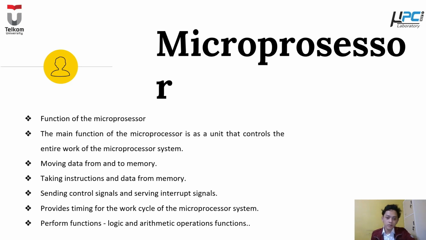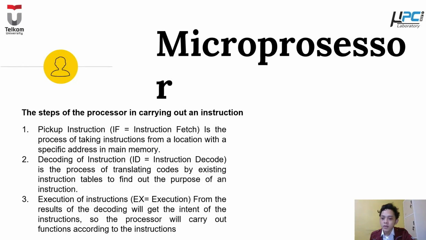Okay. The steps of the processor in carrying out an instruction. So the first step is picking up instruction, or we say instruction fetch or IF. It is the process of taking instruction from a location with a specific address in main memory. The second one is decoding of instruction or instruction decode, which we call ID. This is the process of translating codes by existing instruction tables to find out the purpose of an instruction.